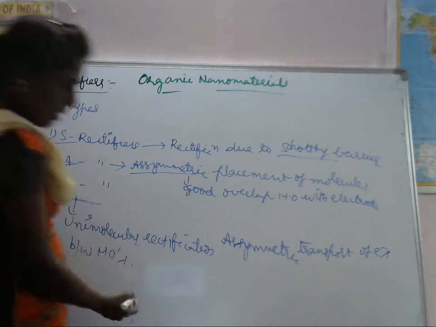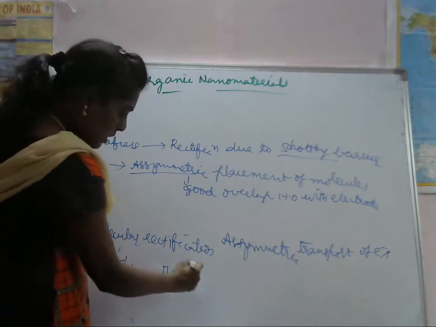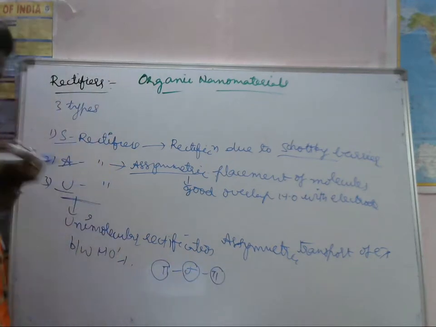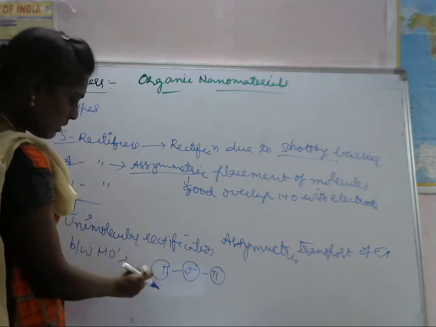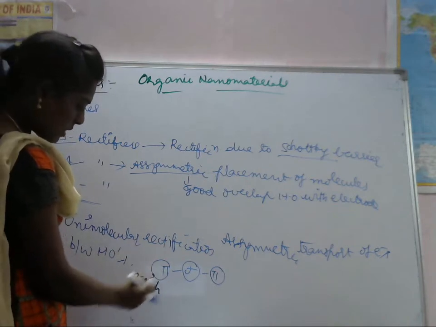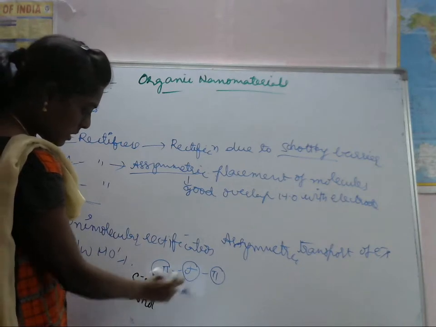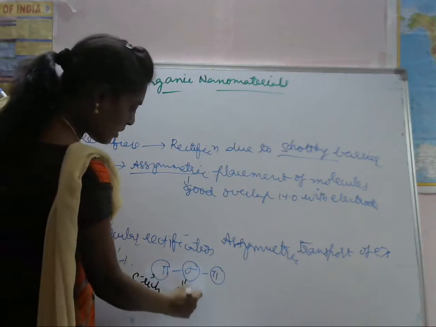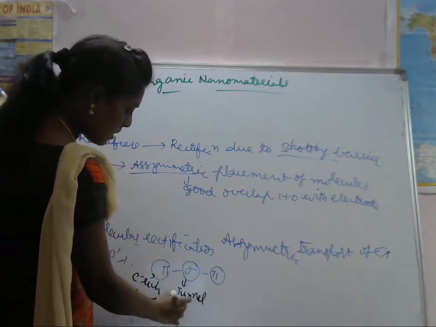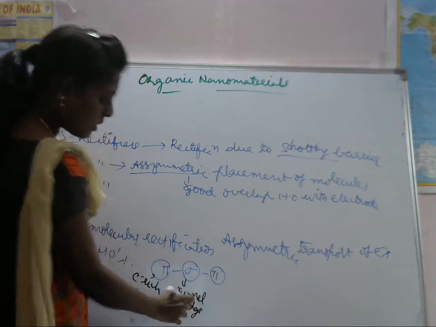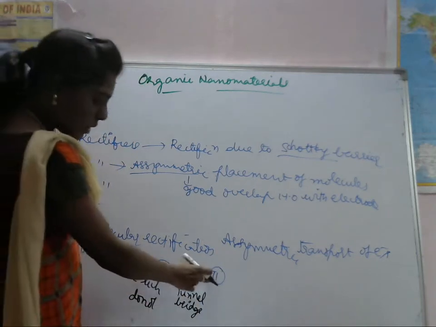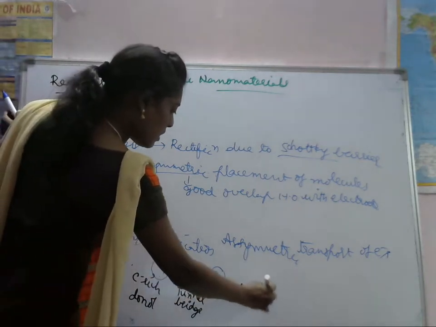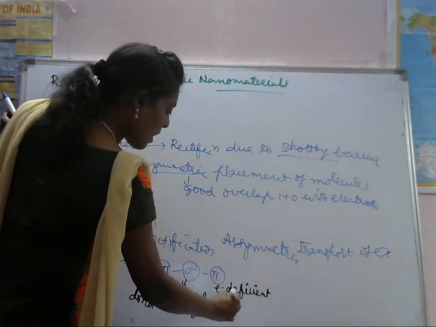Let's see how it works. Here we take pi, sigma and pi. This part is electron rich, so it is said to be the donor. Sigma is called the tunnel bridge. And what about this pi? This is the electron deficient acceptor.